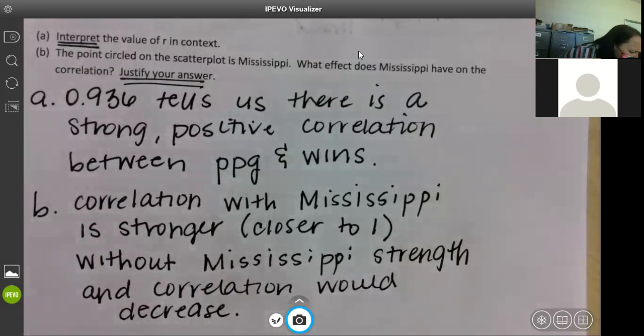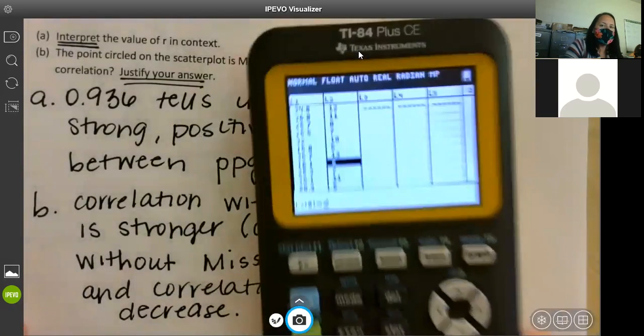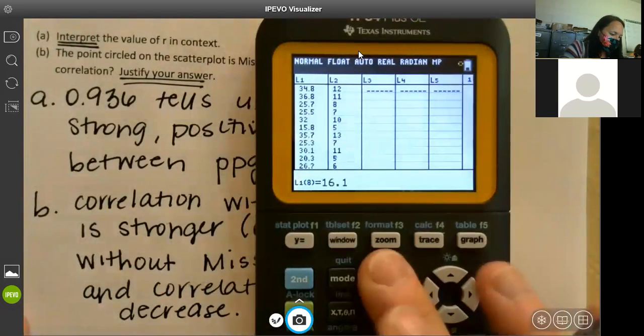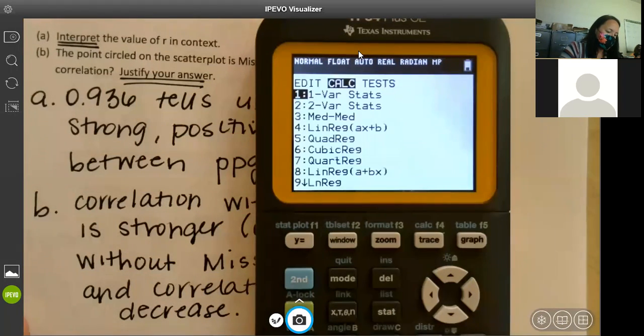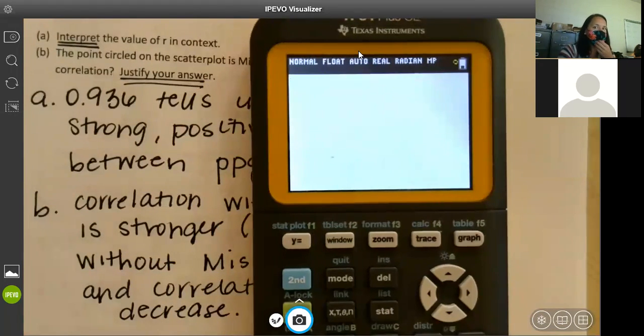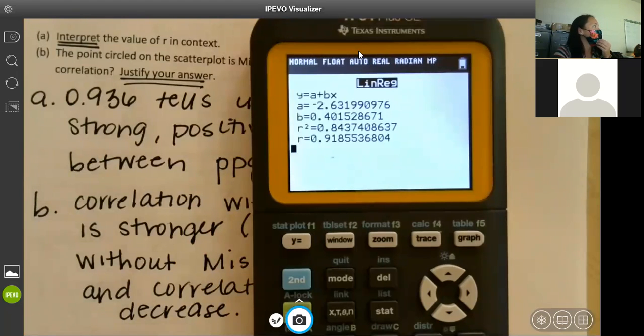What was Mississippi, 15, 16, 17, something? 16.12, I think it's this one. So if I delete this out, my correlation went to 0.92. So it lessened it. So you guys could do that too. If you actually have the data, you can look at it that way. And you could say correlation with Mississippi is 0.936, whatever it said, and then correlation without Mississippi is 0.919.